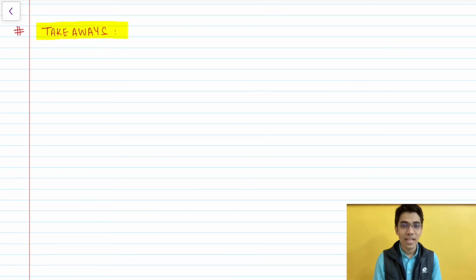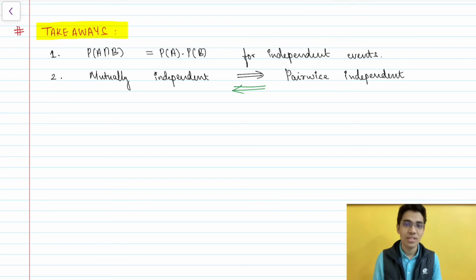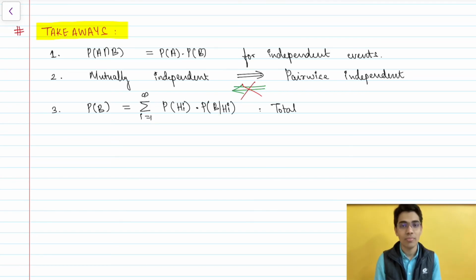To sum it all up, we have the following takeaways from this video. First, P of A intersection B is equal to the multiplication of the individual probabilities of A and B for independent events. Second, mutual independence implies pairwise independence. However, the reverse is not true. Thirdly, we came across what total probability is and what's the formula or the intuition behind the Bayes theorem that is an extended version of the total probability. And that is the fourth major insight from this video.